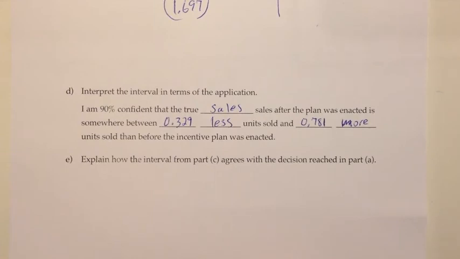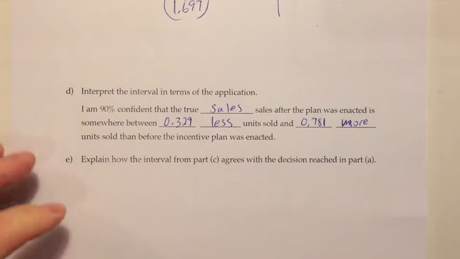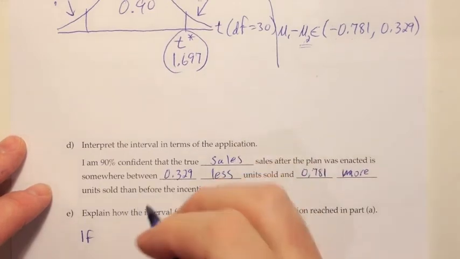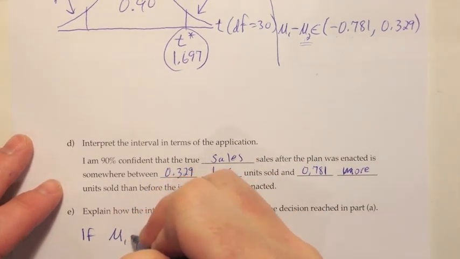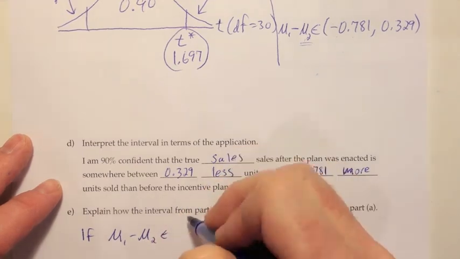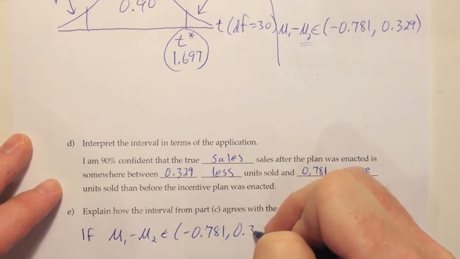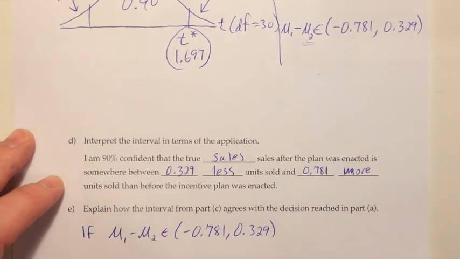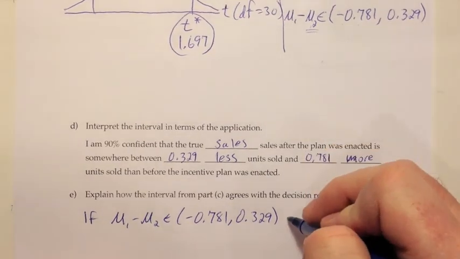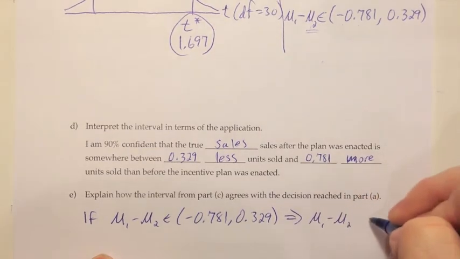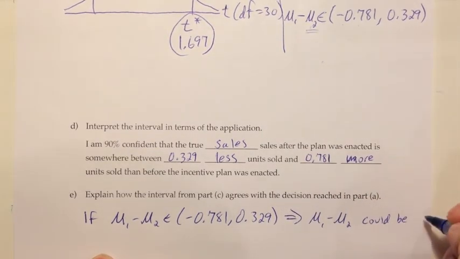Explain how this interval that we just computed in part C agrees with the decision we reached in our hypothesis test back in part A. So I'm going to start out by writing the interval down, just copying from up here. So if mu1 minus mu2 is somewhere in this interval, and we are 90% confident that it's in there, so I'm going to start off with that hypothetical. If the difference is in here, what does that imply? Well, one of the things it implies is that mu1 minus mu2 could be 0. And I say that because 0 is in this range.